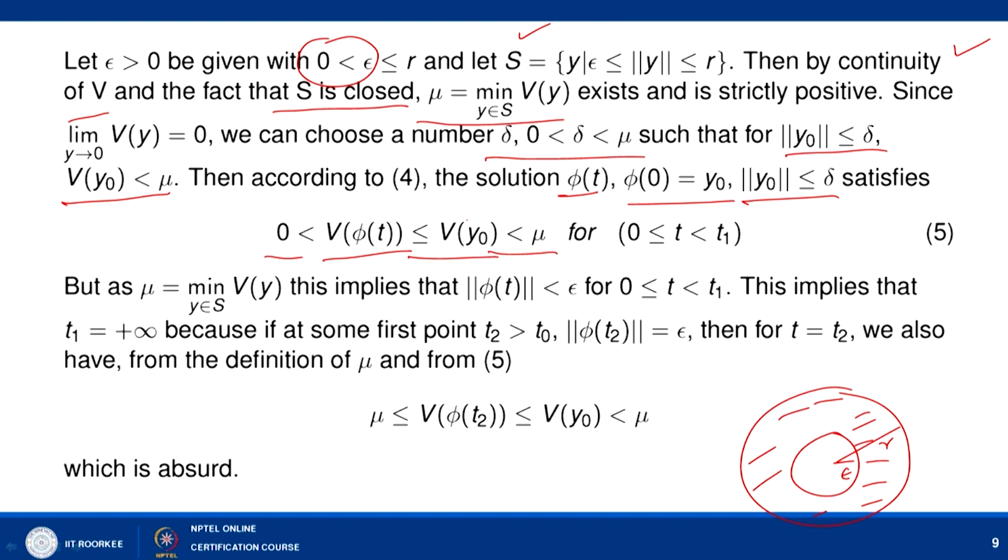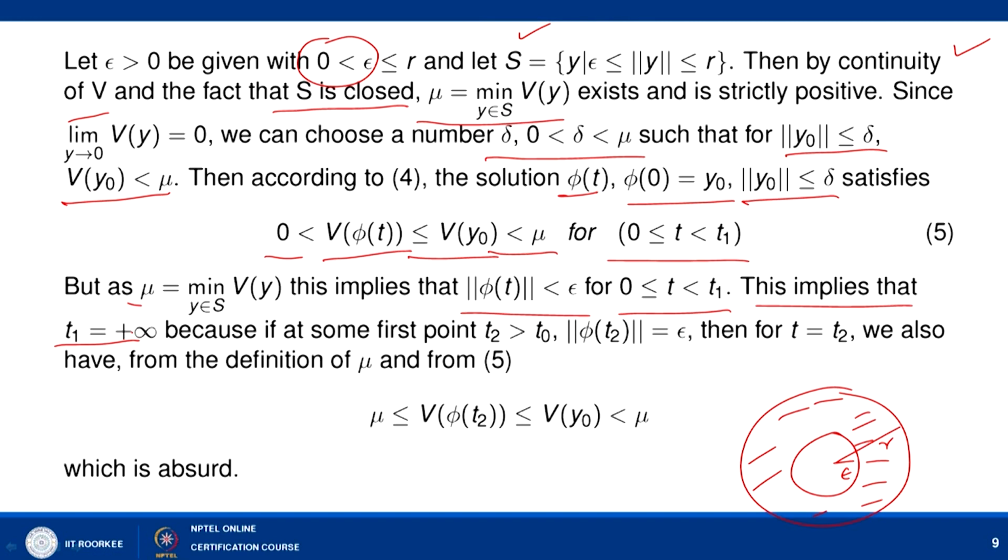So, here we assume that norm of y naught is less than or equal to delta, where y naught is nothing but phi of 0. So, this is true for t less than t1 here, but we already know what mu is. Mu is the minimum of V of y, y belongs to S, then this implies that norm of phi t has to be less than epsilon for t between 0 to t1 here. Why so? Because this implies that t1 equals plus infinity.